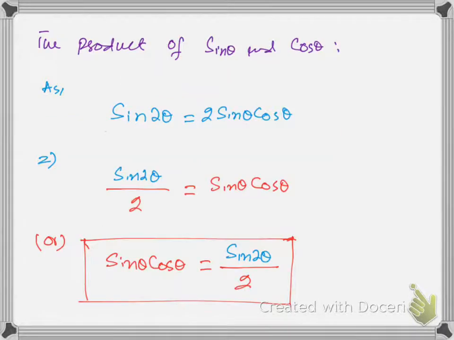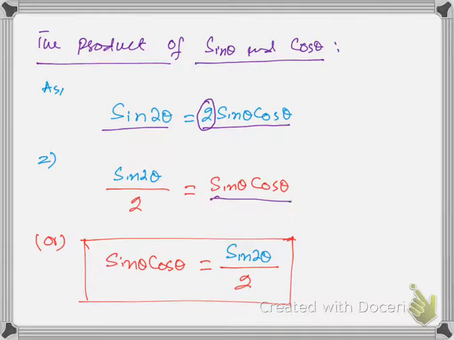The product of sine theta and cos theta. Sometimes we need the product of sine theta and cos theta in the questions. So how to find this product? This is very simple. As we know, sine 2 theta is 2 sine theta cos theta. So by shifting this 2 to the left hand side, we will get sine theta cos theta. Therefore, the product of sine theta cos theta will be sine 2 theta upon 2.